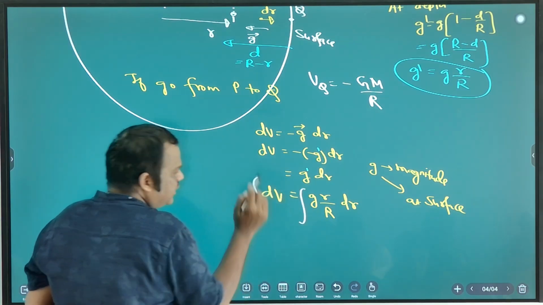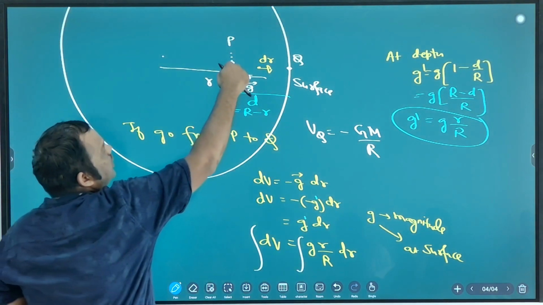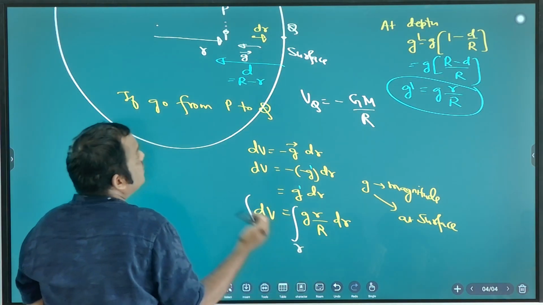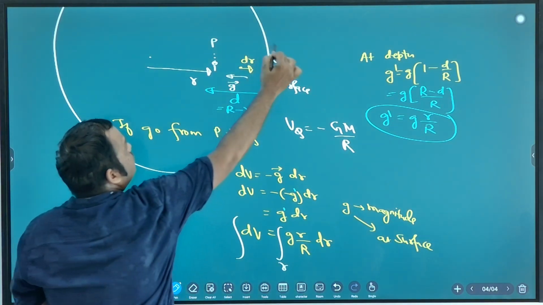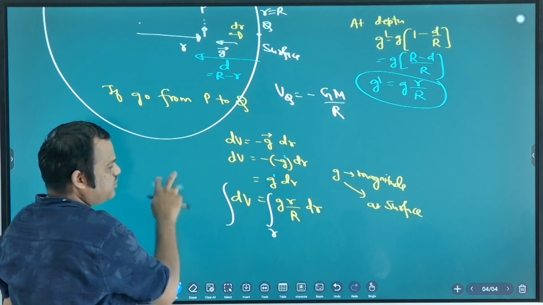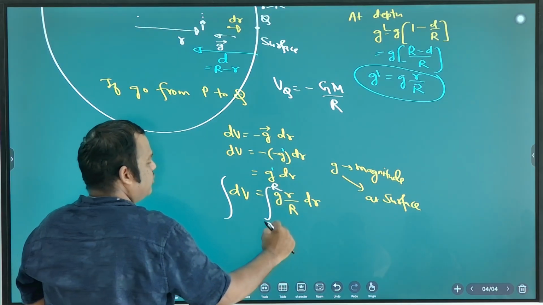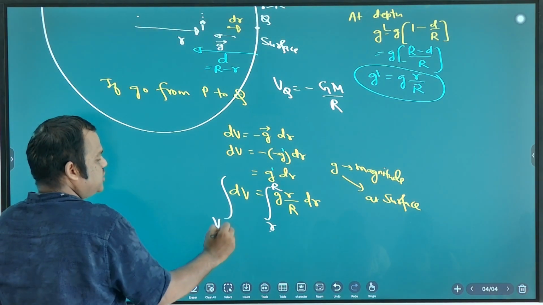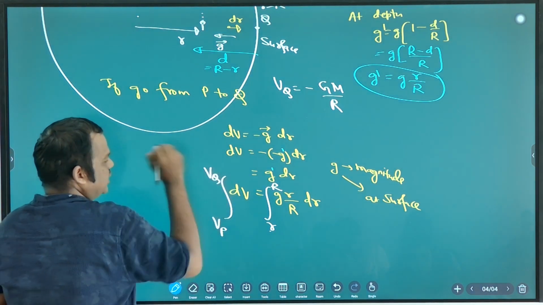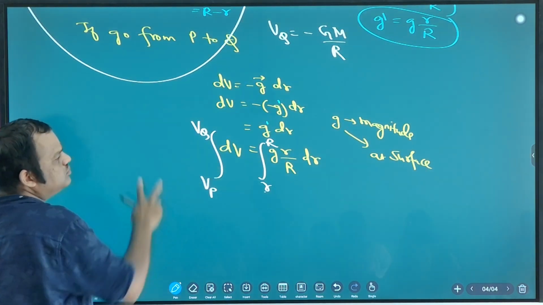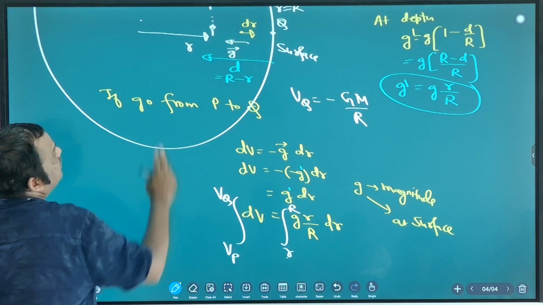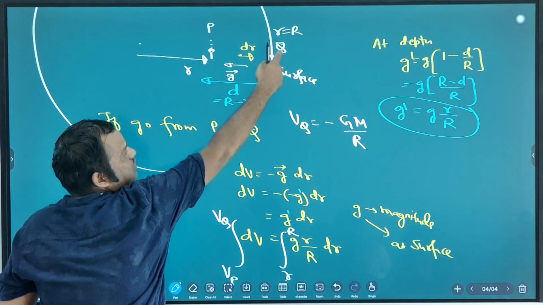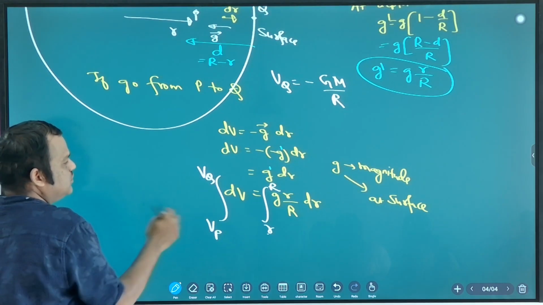Now when you integrate, from where to where are you going? P to Q. So what is the r value for P? Small r. What is the r value for Q? The radius of the planet, capital R. I am going from small r to capital R. And dV you write as potential of P to potential of Q. At small r distance the potential is Vp, and at capital R distance the potential is Vq, that is the surface, correct?